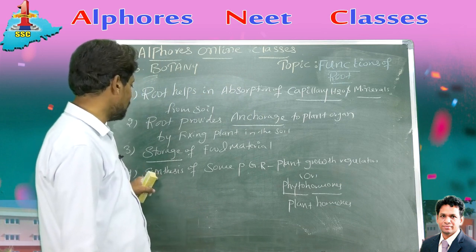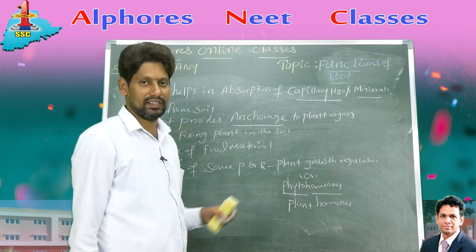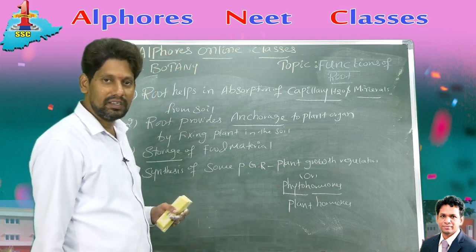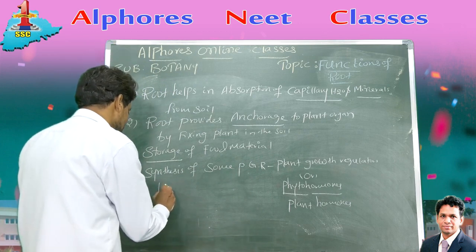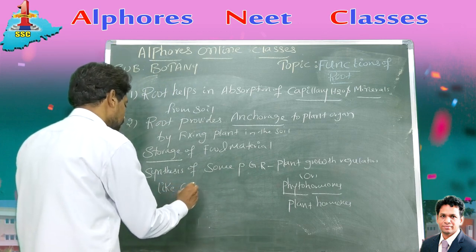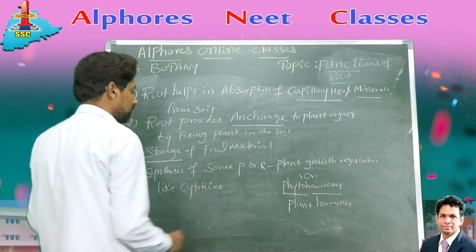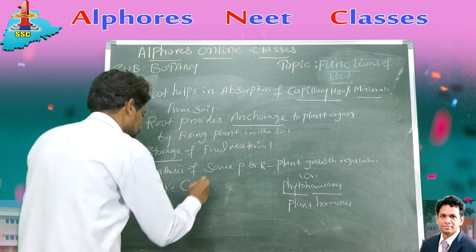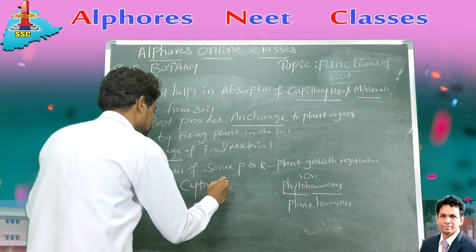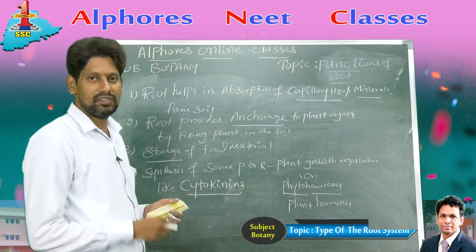Now, listen to this statement, right? Sir, we are discussing what? Synthesis of some plant growth regulators. A root helps in synthesis of some plant growth regulators like cytokinins. What are they? Cytokinins. Is this statement okay?